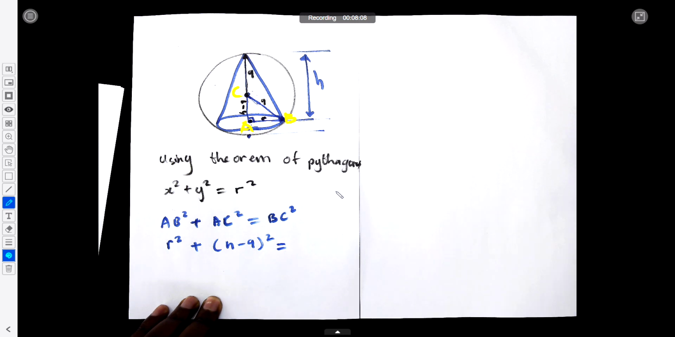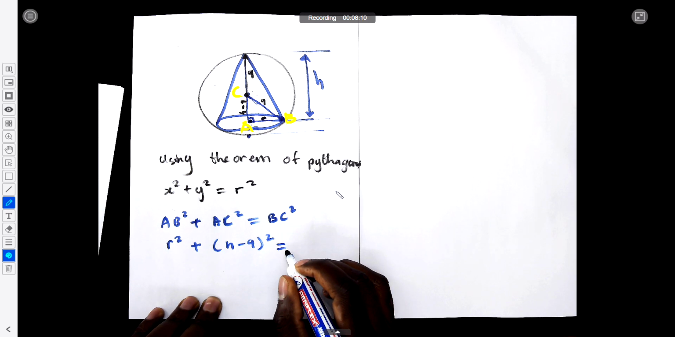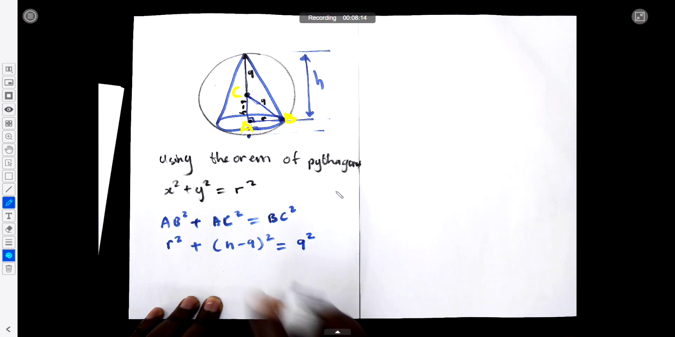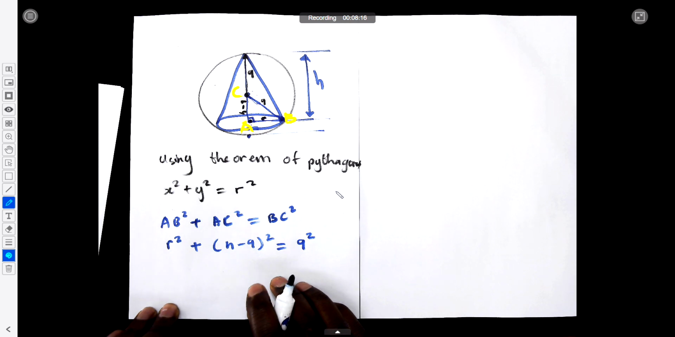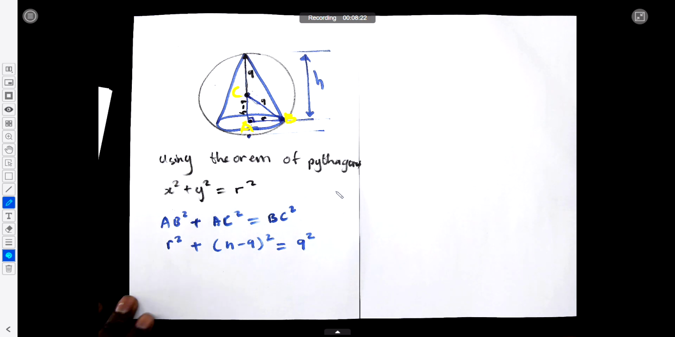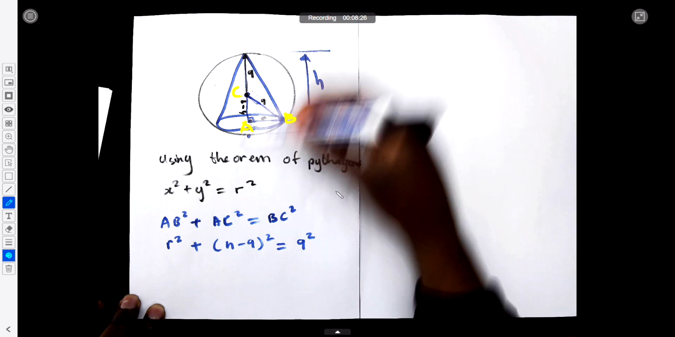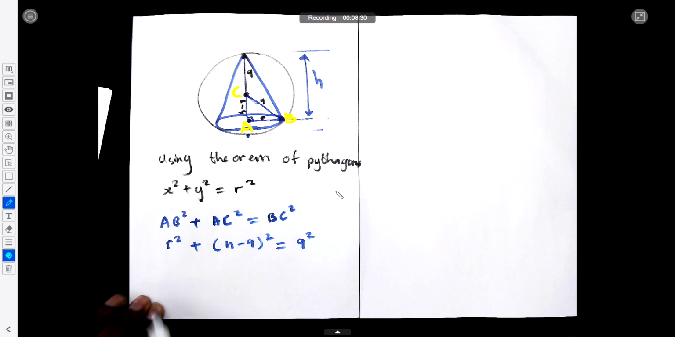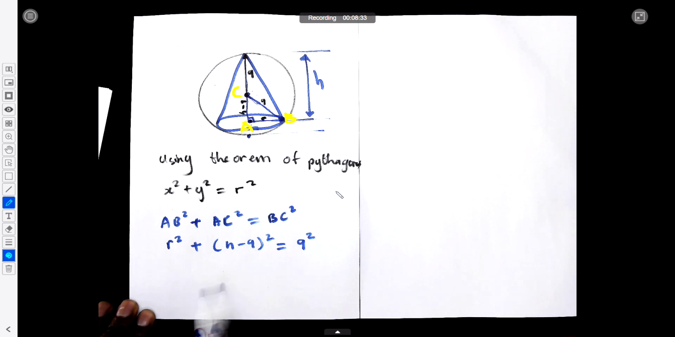It equals BC squared, which is 9 squared. So we'll have 9 squared. The reason is that we need to know the maximum height of the cone that can be cut out from that sphere. So we can try and work it out in terms of either r or h.